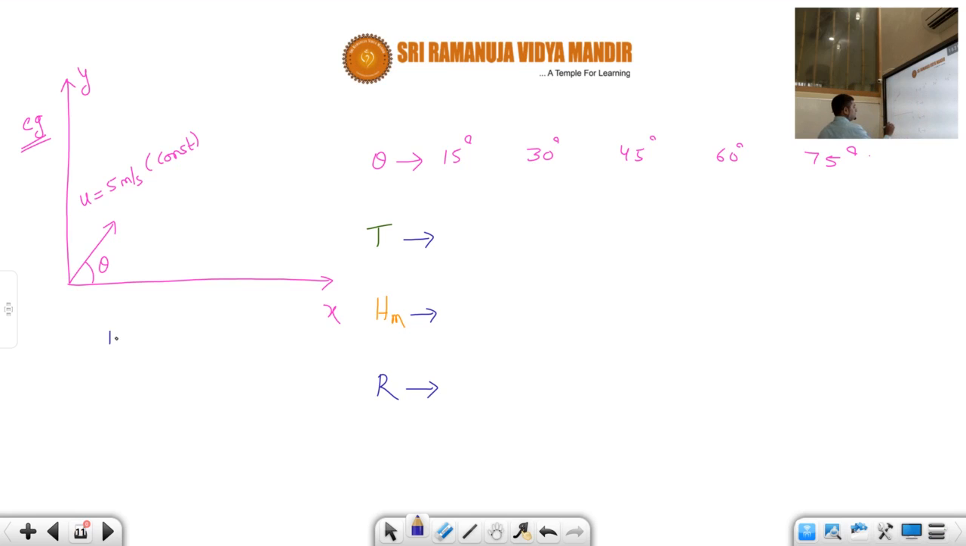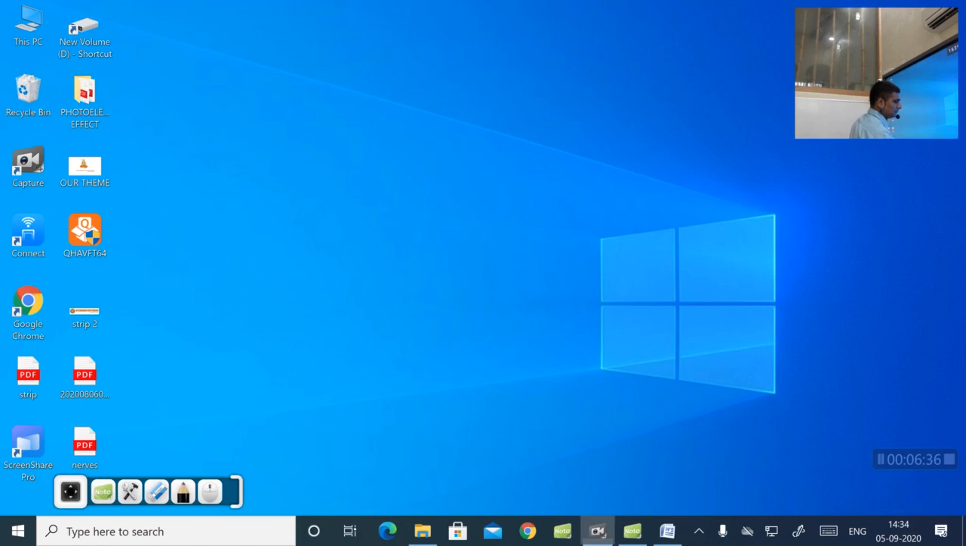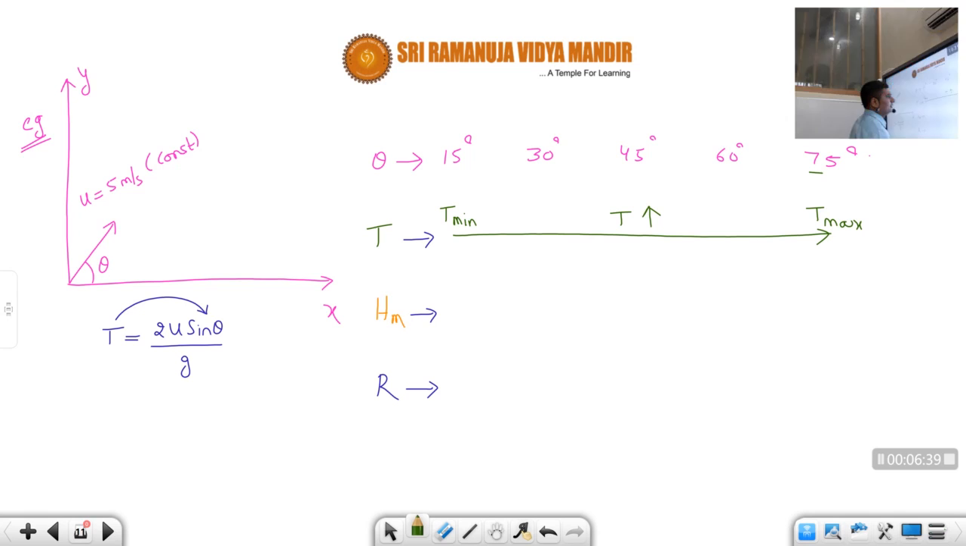We have the formula: time of flight T equal to 2u sin theta by g. So that means T is proportional to sin theta. As you are going from here to here, the time of flight will increase. So maximum time will be for 75 degrees, minimum time will be for 15 degrees. When you project the ball with 15 degrees, it will take less time to fall on the ground, and when you project it with 75 degrees, it will take more time.